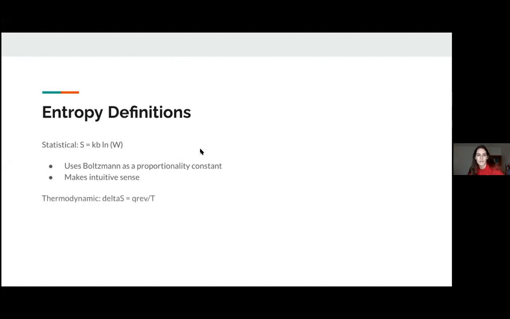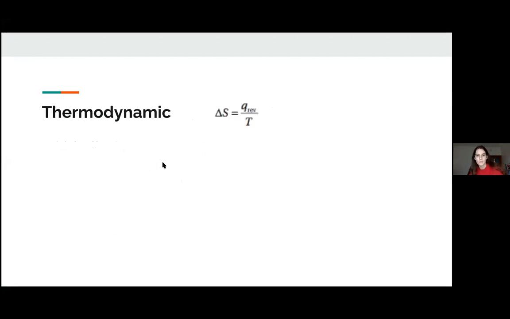And then the thermodynamic definition is that delta S equals Q reversible divided by T. This is the historically older definition, and it's easier to determine, although it doesn't necessarily make as much intuitive sense in your head. So just briefly, we're going to go over the thermodynamic because we've already spent some time with it. So it's delta S equals Q reversible over T.